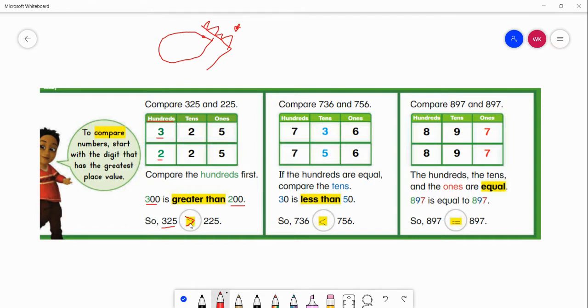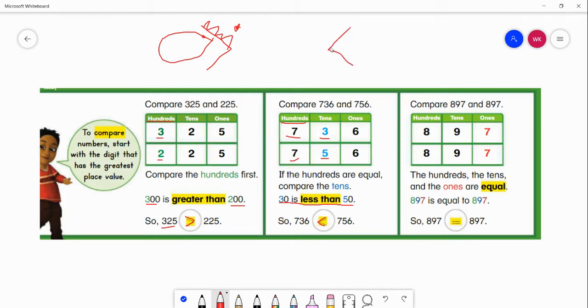Let's look at another one. We have 736 and 756. The first thing we're supposed to do is look at the hundreds place, the greatest place value. They both have sevens. So we're going to have to go next to our tens to see what is greater, because 7 and 7 are the same value. We have a 3 in the tens place and a 5 in the tens place. So 30 is less than 50. So the less than sign would go this way.